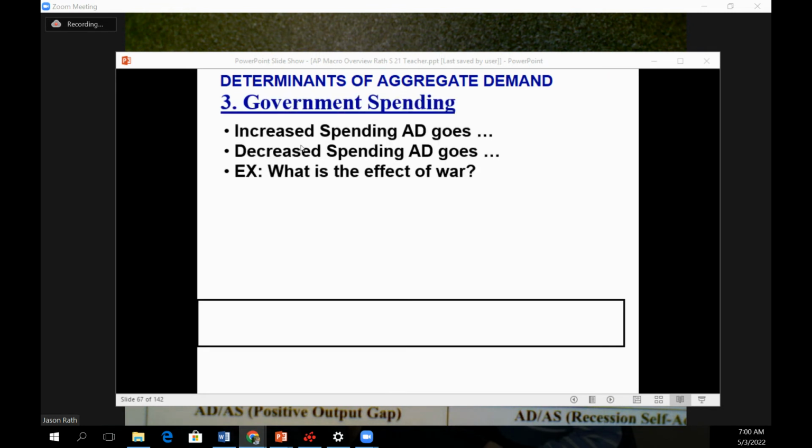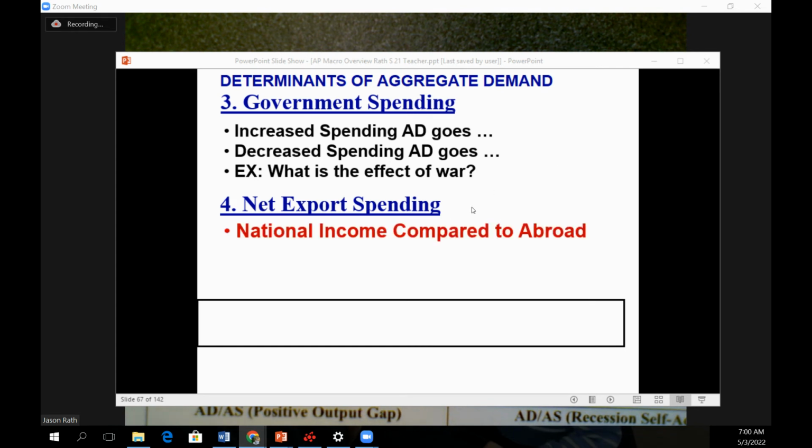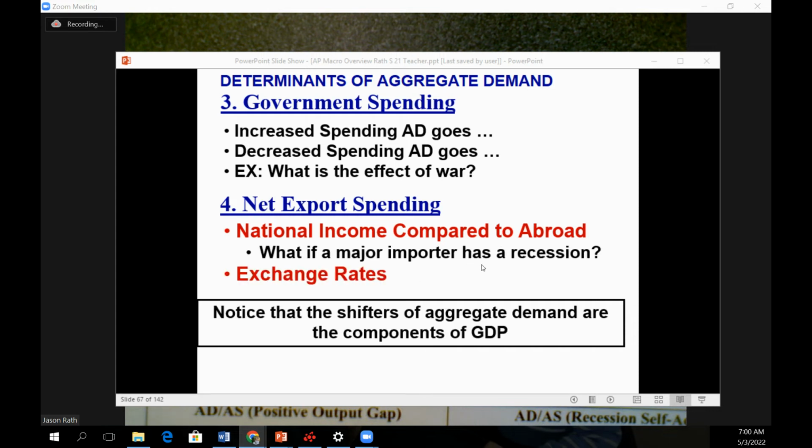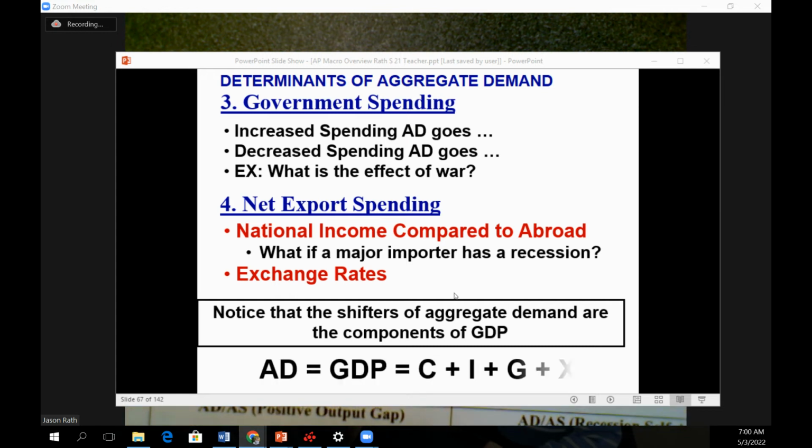Government spending, again, like war, this can increase aggregate demand or decrease it. But war, government spending, infrastructure, government spending, those types of things will increase that. And the national income compared to abroad. And what if a major importer has a recession? And then you also have exchange rate. And notice these are the components of GDP. And so this is all hopefully just easy review for you.